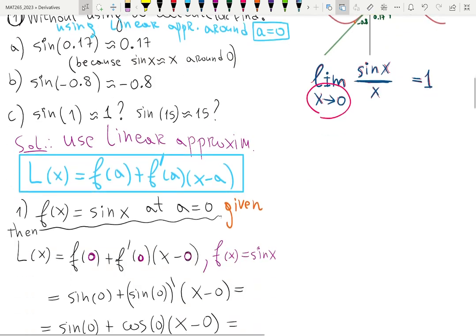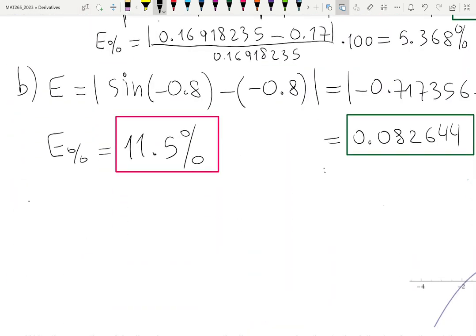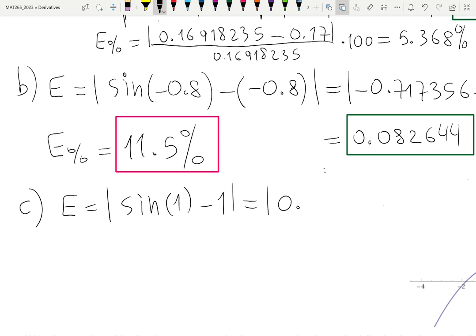Let's calculate the last one. Thank you, yeah, that's a good question. The last one is the one that I'm very curious about, which is sine of 1. Well, let's have it E, right? E equals absolute value of sine of 1 minus 1, right? Well, I'm calculating. My calculator tells me that sine of 1 is 0.8.